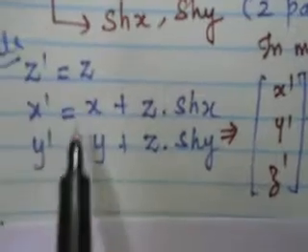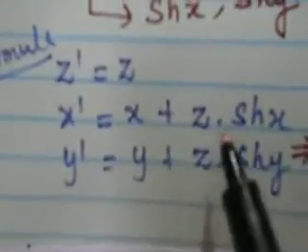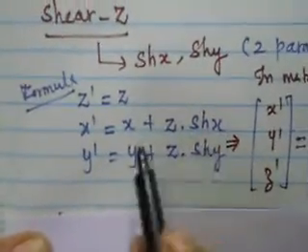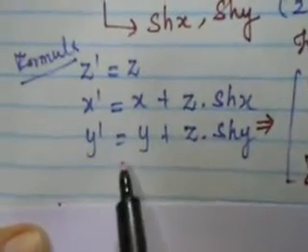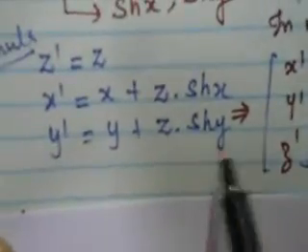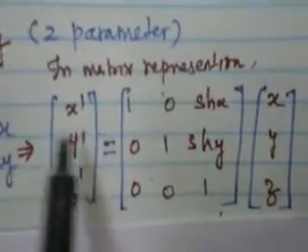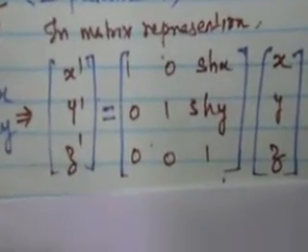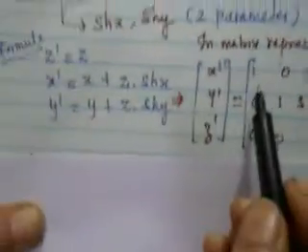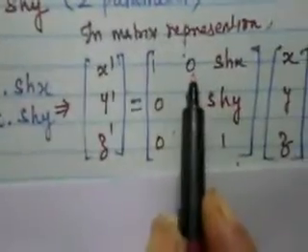So z dash is equal to z, x dash is equal to x plus z dot shx, the modification. Then y dash is equal to y plus z dot shy. These are the shearing parameters. From this we form a matrix representation: x dash, y dash, z dash. Here for x we have given 1. There is no y value, so we have given 0. Then z dot shx, so the shx parameter we have written here.